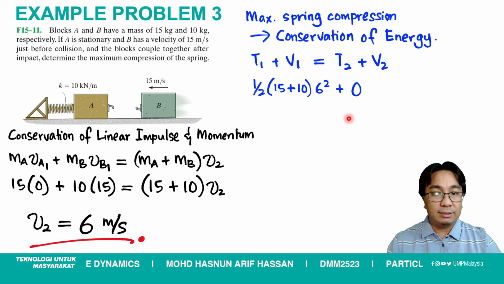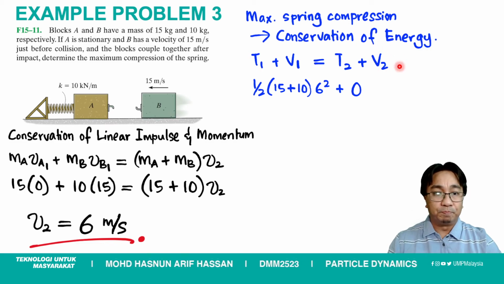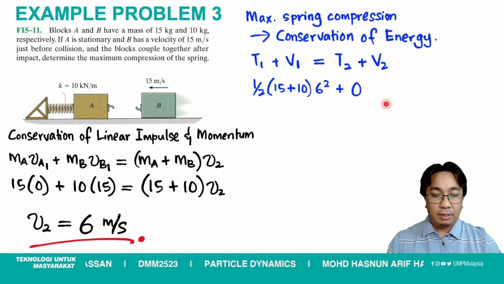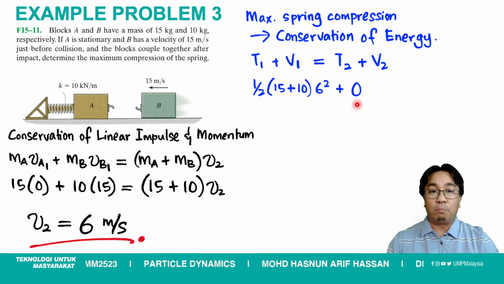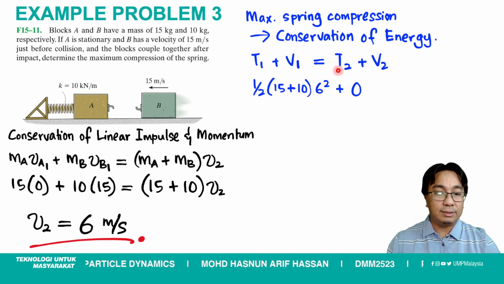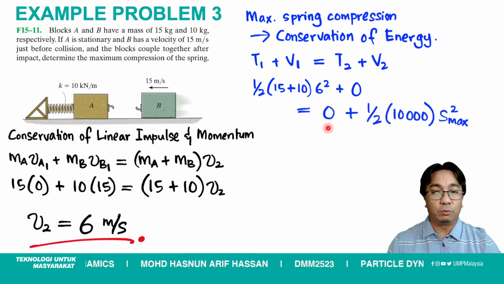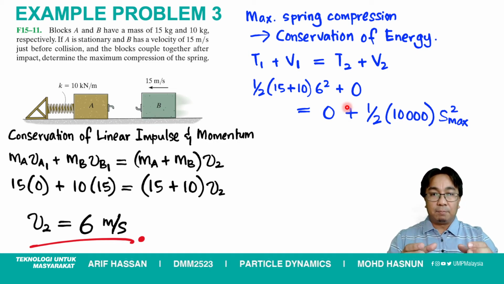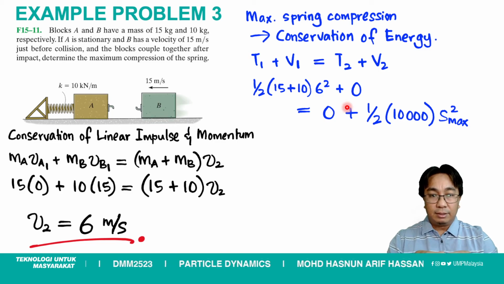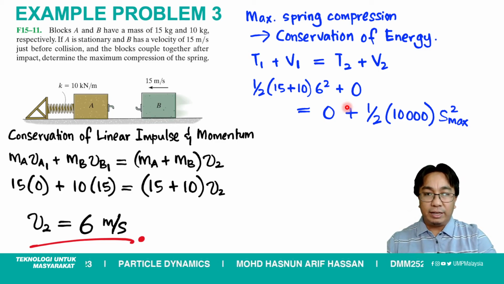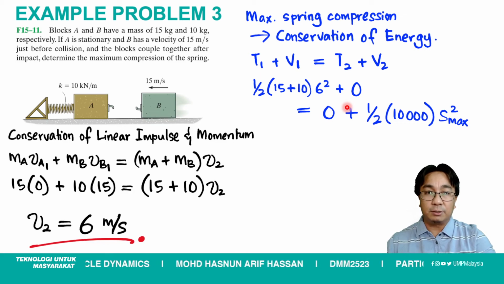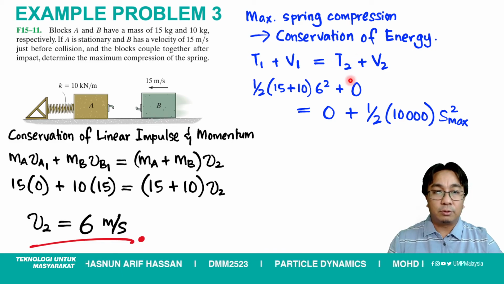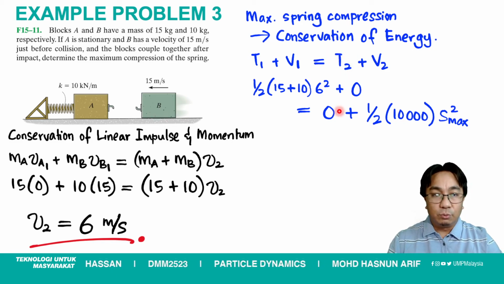But then what we are interested in is V2. When the spring is fully compressed to the maximum, the block will stop moving. Therefore, T2 is now equal to 0, because there is no more kinetic energy. So if you imagine both blocks coupled together start moving to the left, and when they reach the maximum compression of the spring, the block will stop moving. So when it stops moving, the kinetic energy will be equal to 0.